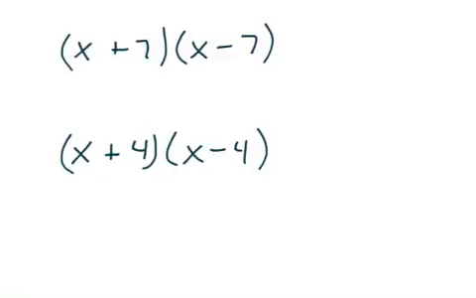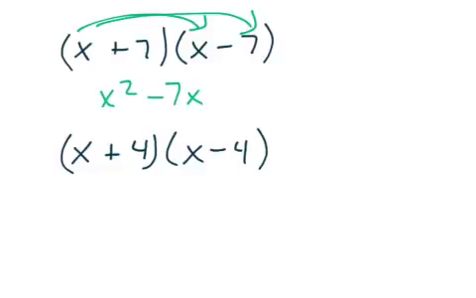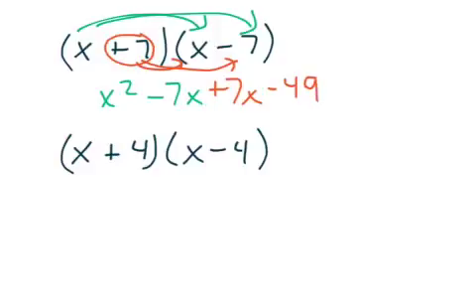Now hopefully by now we're very proficient with our multiplying and distributive properties. But let's just multiply them together. So x times x, of course, is x squared. And x times minus 7 is minus 7x. And then we're going to do the same thing with the plus 7 right here, right? 7 times x is plus 7x. And 7 times minus 7 is minus 49.